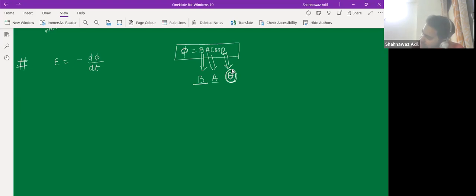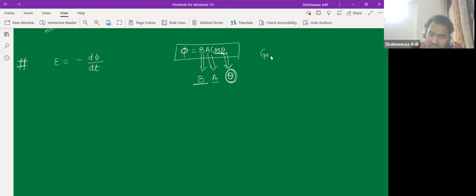Yes? In AC? Yeah, in the transformer, right? Not in the transformer, but in the EMF, right? Yeah, so I'm asking where you have seen this example.